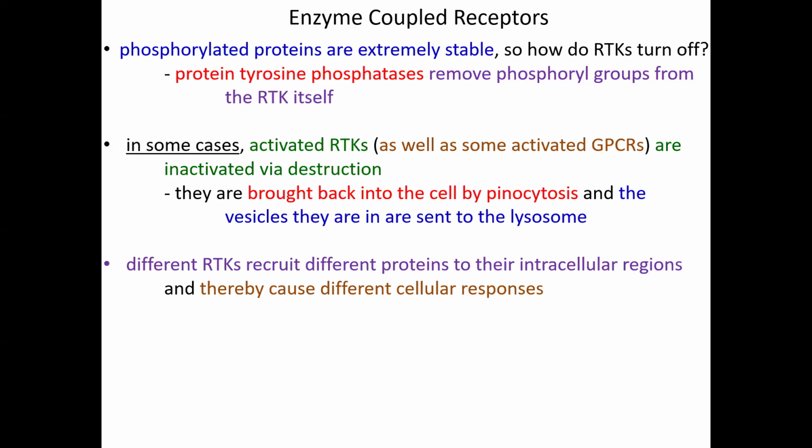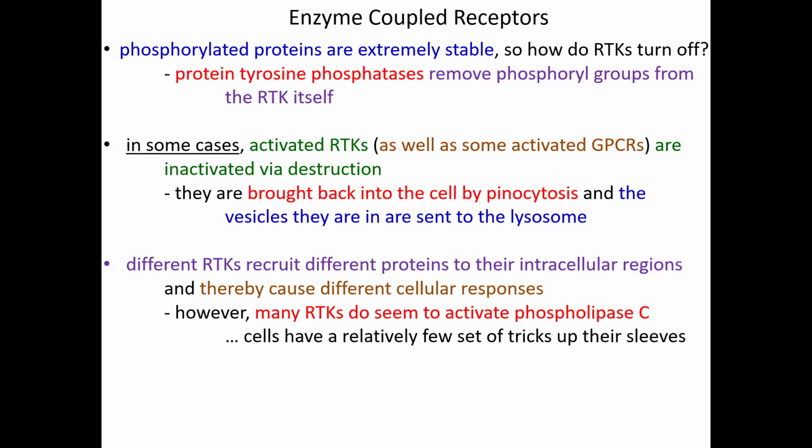Different activated RTKs are going to recruit different proteins to their phosphorylated intracellular region. And so different receptor tyrosine kinases can cause different cellular responses. However, many of these receptors do seem to activate our old friend, well, maybe our new friend, phospholipase C. And phospholipase C, once active, is going to cut PIP2. PIP2 is going to become IP3 and DAG. DAG is going to turn on protein kinase A and open calcium channels. IP3 is going to diffuse into the cell and open calcium channels at the ER. And once calcium comes rushing in, it's going to bind to calmodulin. Calmodulin is going to bind to CaM kinase, and CaM kinase will be turned on, and we'll get a massive kinase-driven response in the cell.